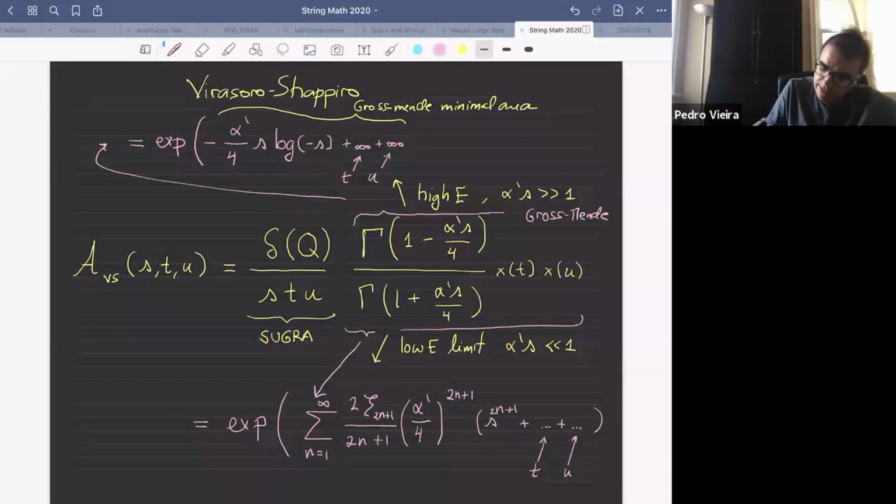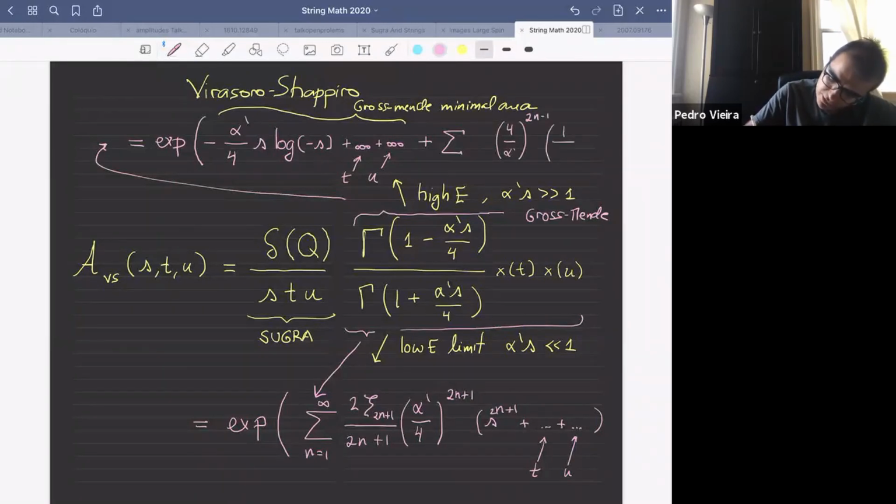And this would lead you to another identity for these gamma functions that, to my knowledge, people did not write before, but of course it was known for sure, which would be an expansion at high energy around Gross-Mende. And now the expansion would be in inverse powers of alpha prime. The powers of energy are inverse powers of energy, plus the same thing with T, plus the same thing with U, as usual. And the coefficients now are Bernoulli numbers, with some n and n minus 1.